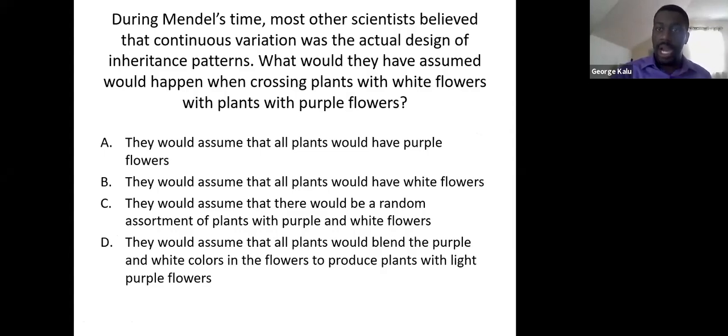Going back to what the other scientists believed at the time. During Mendel's time, most other scientists believed that continuous variation was the actual design of inheritance patterns. So what would they have assumed would happen when crossing plants with white flowers with plants with purple flowers? A, they would assume that all plants would have purple flowers. B, they would assume that all plants would have white flowers. C, they would assume that there would be a random assortment of plants with purple and white flowers. Or D, they would assume that all plants would blend the purple and white colors in the flowers, to produce plants with light purple flowers. What would other scientists have believed at the time? Or what would they have believed should have happened?